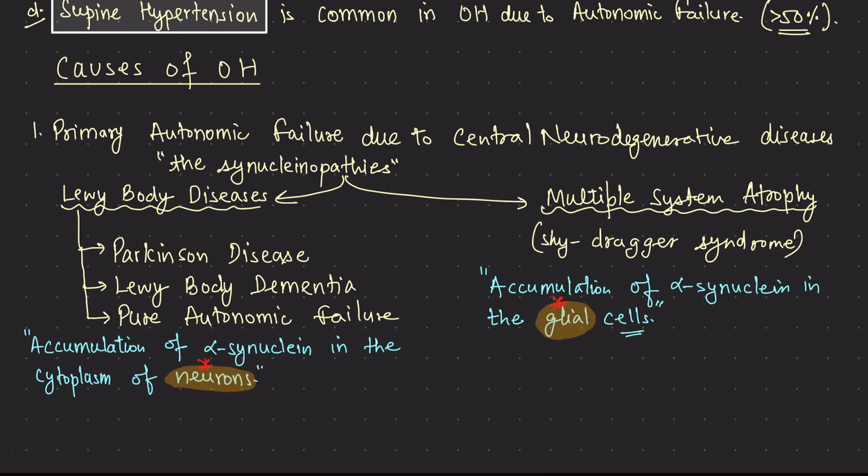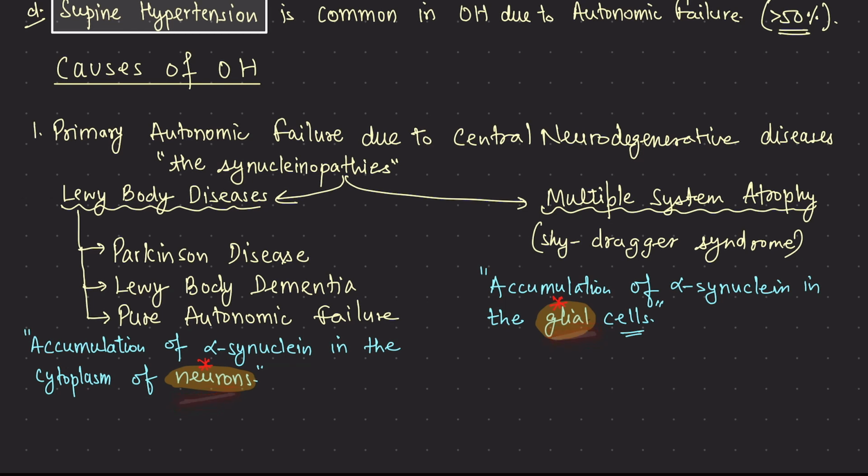Causes of orthostatic hypertension. Causes can be primary, causes can be secondary. Primary means when there is no other cause, it is just primary, due to some primary kind of disorders. In primary autonomic failure, the central neurodegenerative diseases are responsible. We know these neurodegenerative diseases by the name of synucleinopathies because of accumulation of alpha-synuclein, either in the cytoplasm of neurons or in the cytoplasm of glial cells, either neurons or glial cells.